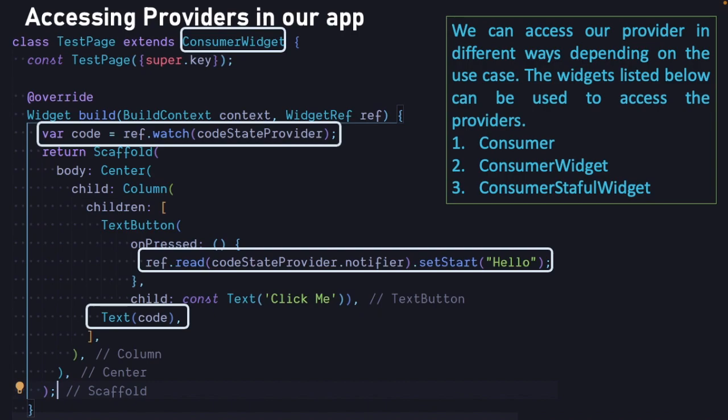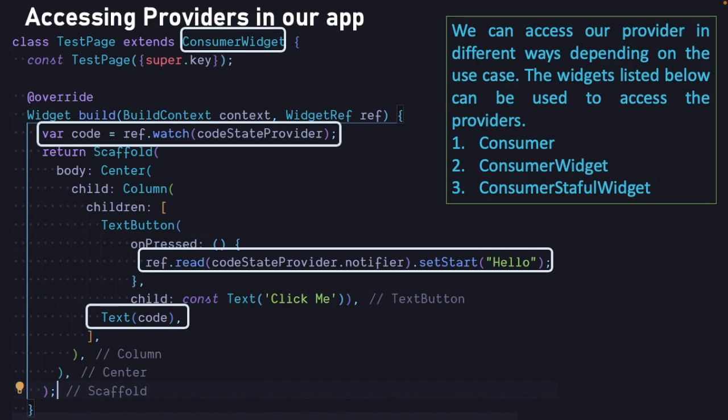So we now need to look at how we can access our providers in our application. There are several ways that we can access our providers. The first one is a consumer, and the second is a consumer widget, which is the one that we are going to look at in this example.